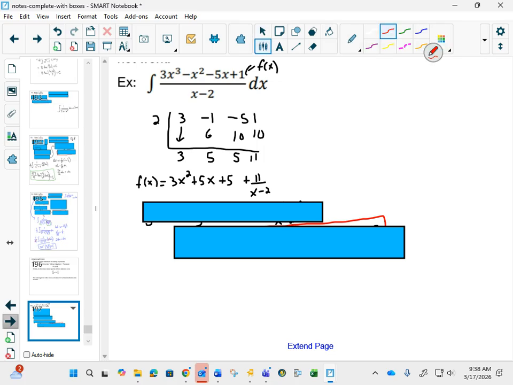That the original, and this is all f of x, that whole thing is equal to the quotient plus your remainder still would need to get divided by x minus 2.